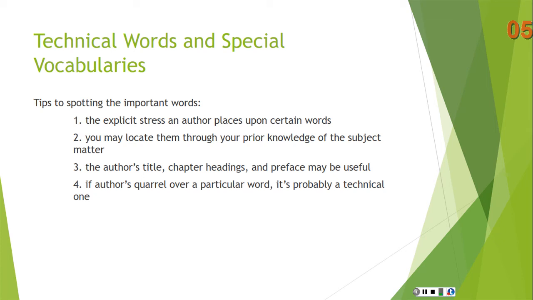If an author has a quarrel over a particular word, it's probably a technical one. So let's see. The author is saying, well, Smith uses this word in this way, but I disagree with that usage. I think the word should be used in this other way. Okay, here they're arguing over a technical word and how it should be used within the discipline. So if you have that sort of quarrel, that's a good indication that you're dealing with a technical word.